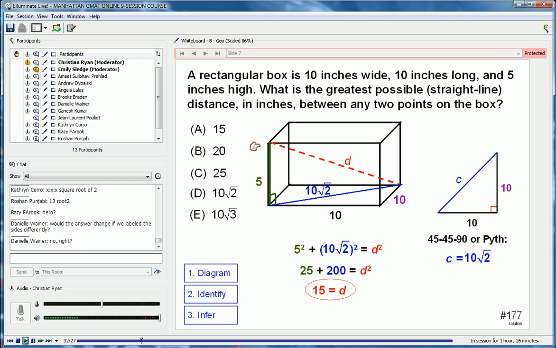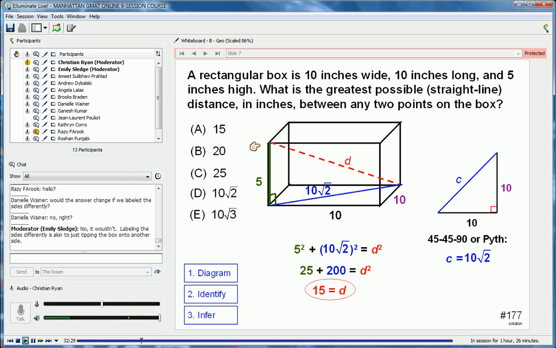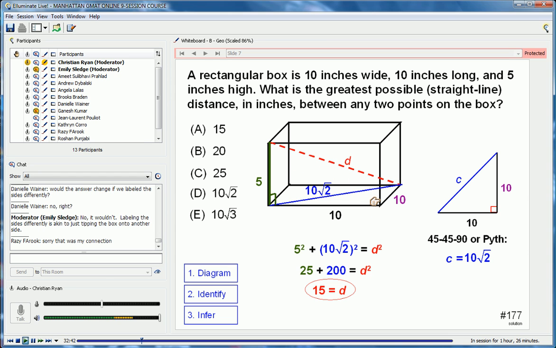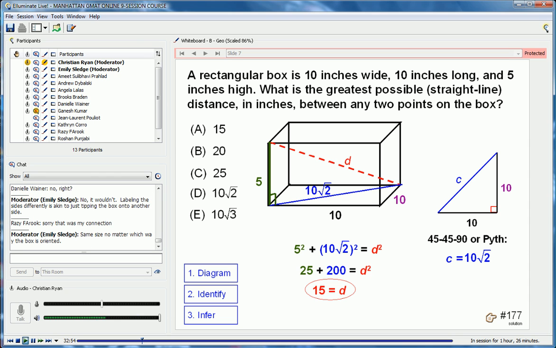Seeing Danielle's question, would the answer change if we labeled the sides differently? It definitely wouldn't. It would just turn the box around, and we wouldn't have to find this 10 root 2. It could be you found, what I think Brooks, you did, was find another face diagonal, as it would be called. But you've got to get the same distance for D overall. So notice this is a pretty high numbered one.